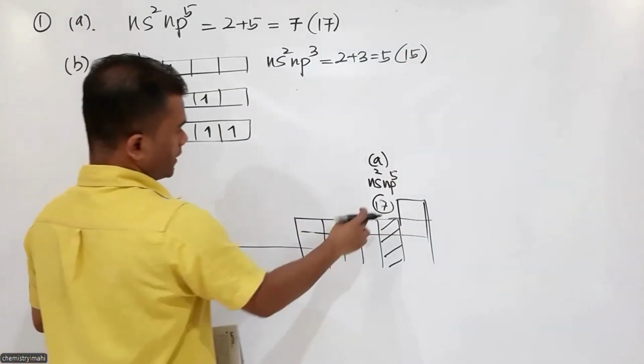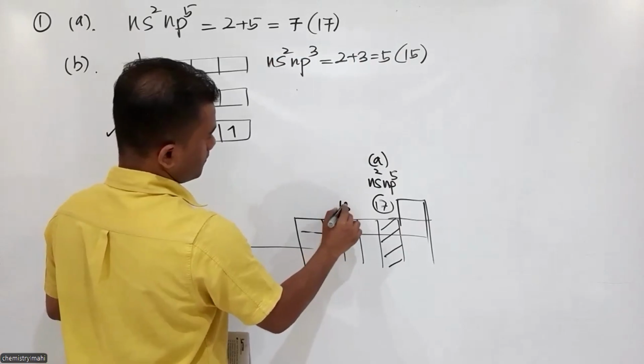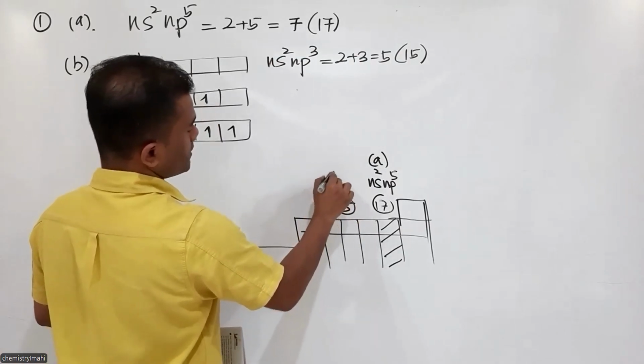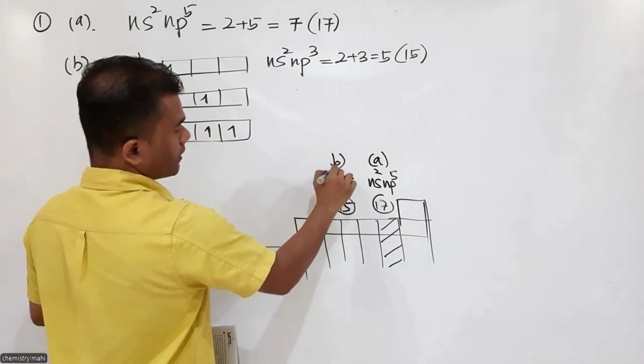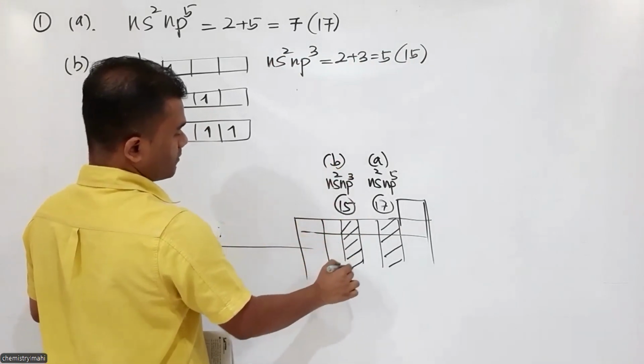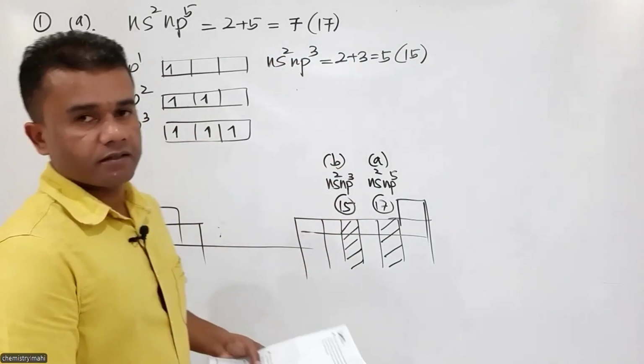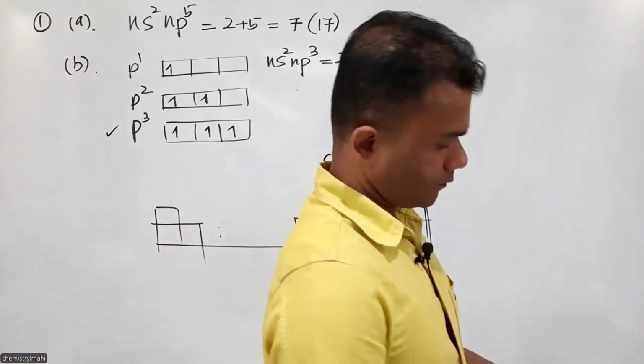Then where do you find 15? 16, and this is 15. This is where you get the configuration ns2 np3. That is where you have 3 unpaired electrons. So these elements can have 3 unpaired p electrons.